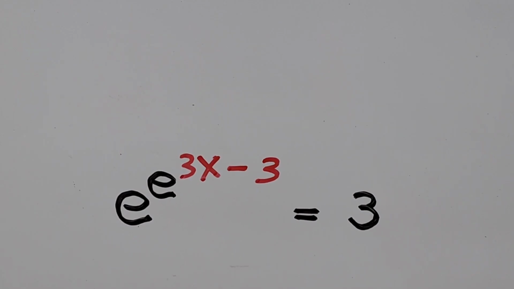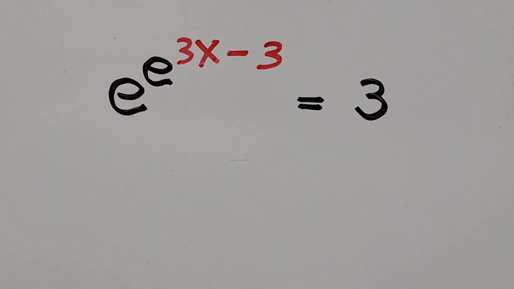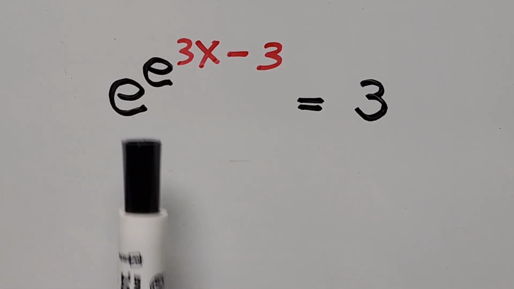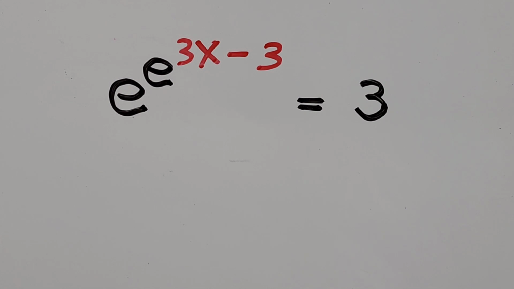Hello everyone, we have here an exponential equation: e to the power of 3x minus 3 equals 3. And we're looking for the value of x. To solve the equation, we'll be using the laws of logarithm. We can use the natural logarithm or common logarithm, but since the base is e, it's more common to use natural logarithm.